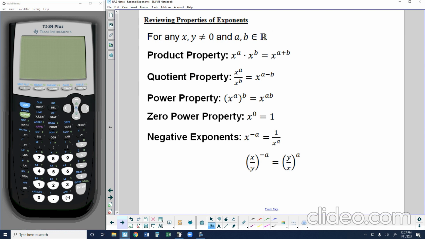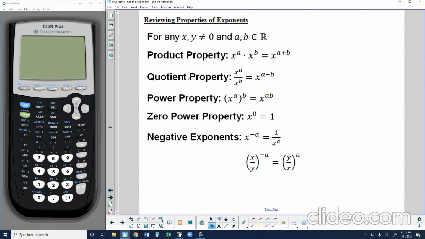In order to use these concepts, it's going to be focused primarily on exponents. So let's quickly review our exponent rules. For any x or y that are not equal to 0 and a and b that are real numbers, if I have two terms that have the same base, x and x, and I am multiplying those two terms, I can add their exponents. That is the product property.